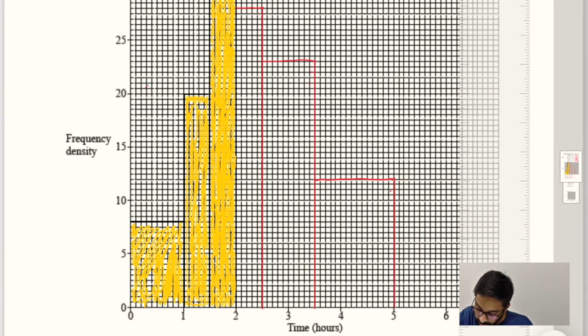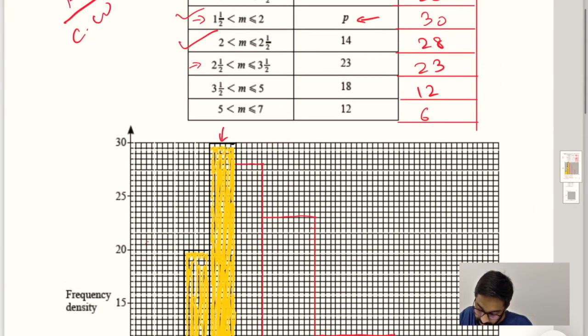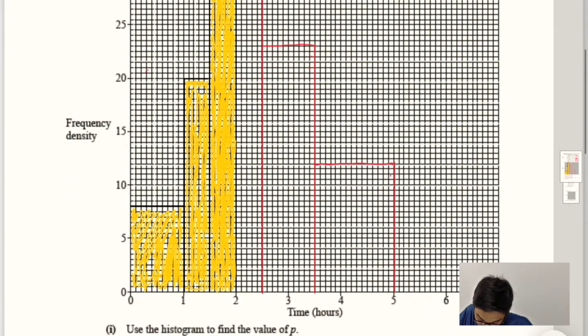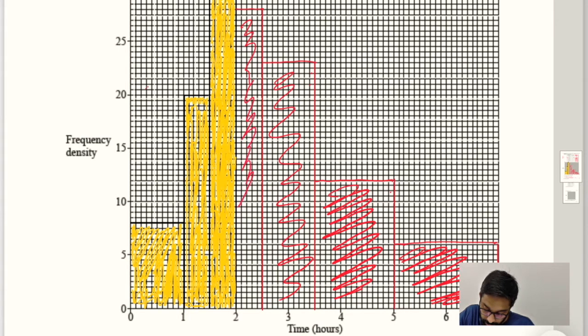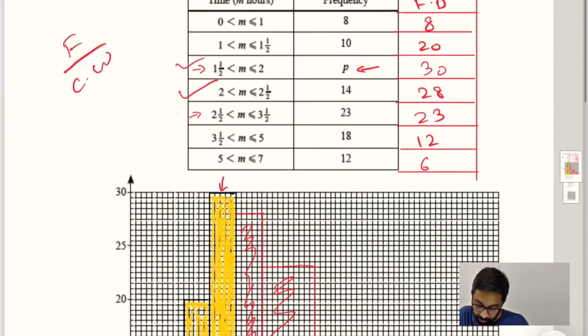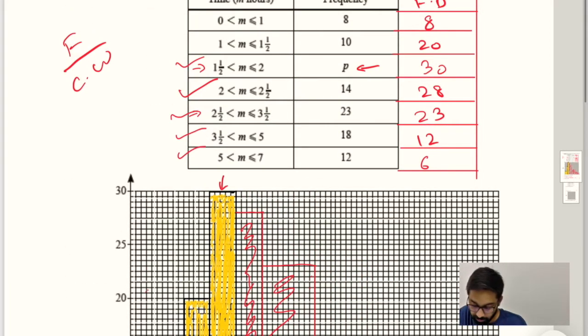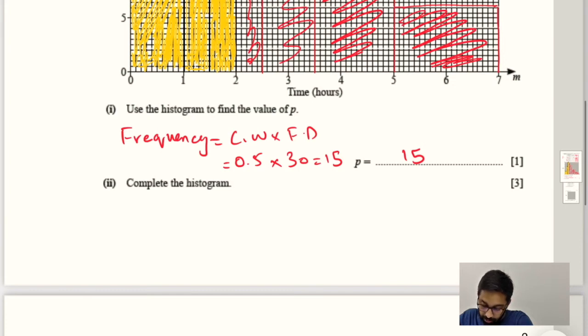Okay, and then the last one is for 5 to 7, which is 6. So 5 to 7, okay, that is already marked. 5 is over here, and then 6 is going to be here, I believe. So yes. Okay, so we have this part for the last interval, this part for the second last, this part for the third last, and this part for the fourth interval. Okay, so all of them are done. You can check them off our list. So it says complete the histogram. We're done with the histogram.